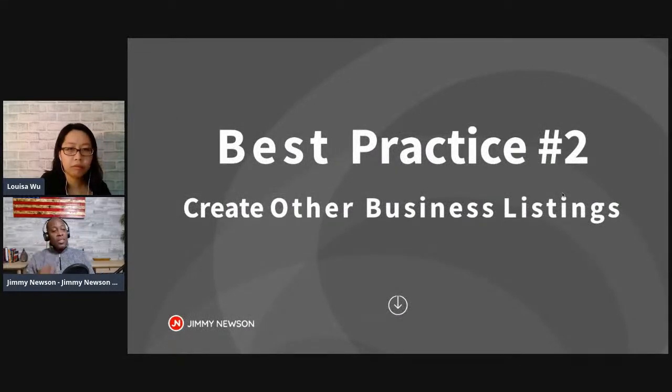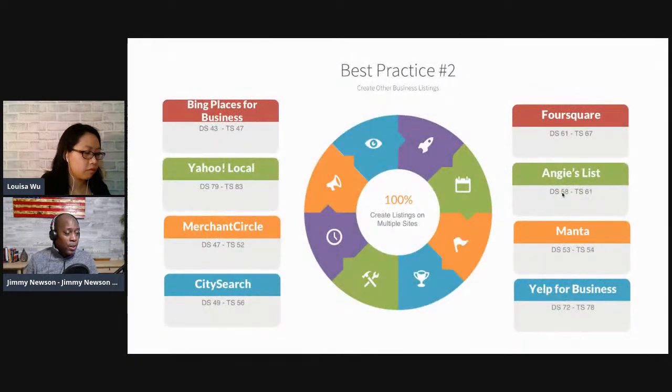Okay. Best practice number two, now you need to create other business listings, and you use your Google My Business listing as the foundation for the information that you're going to do in those other listings. And some of those listings include Bing Places for Business, Yahoo Local, Merchant Circle, City Search, Foursquare, Angie's List, Manta, Yelp for Business. All right. So these are your top ones that you need to have your listing on.